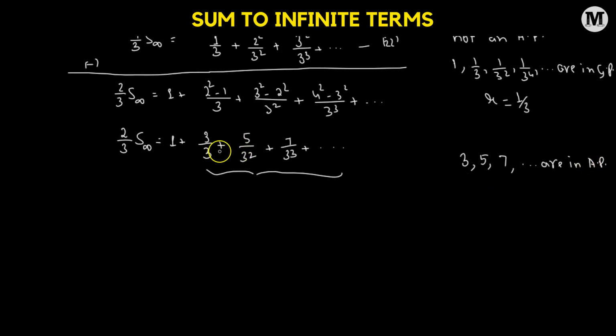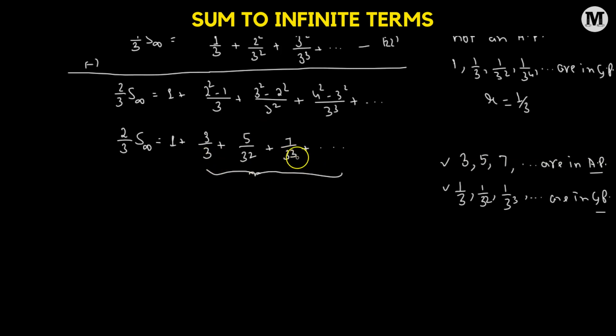Next, we'll take the denominator. That means we'll take 1 over 3 from the first term, 1 over 3 squared from the second term, 1 over 3 cube from the third term of this particular series, and we see that these terms are going to be in geometric progression with a common ratio equal to 1 over 3. Now we have found out that this portion of the series is composed of an arithmetic progression and a geometric progression. In other words, this series is actually an Arithmetico-Geometric series.